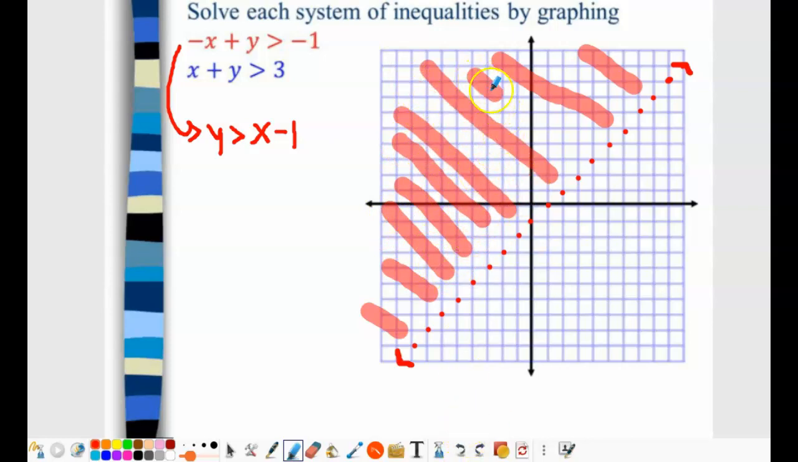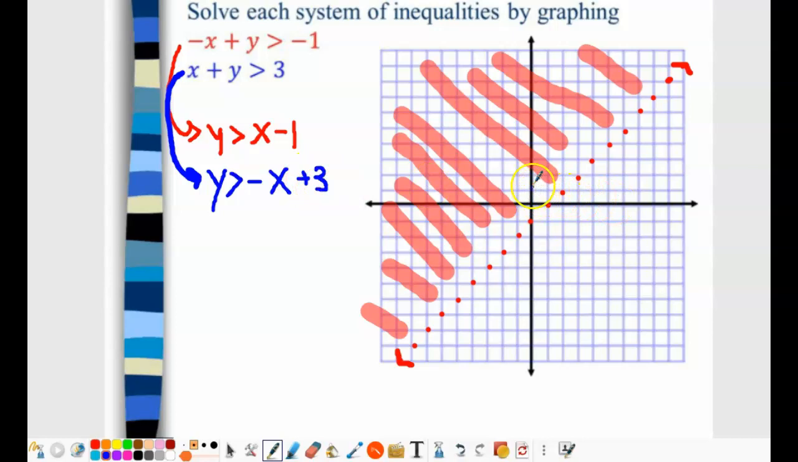Because what we need to do is understand that my solution is not all of that red space right now. The solution is going to be limited to the overlap of the two equations and their solutions. So now I have a light shading for the first equation and its solution. I'm going to get my second graph, which is y greater than negative x plus 3.